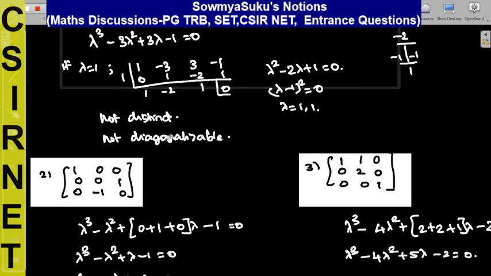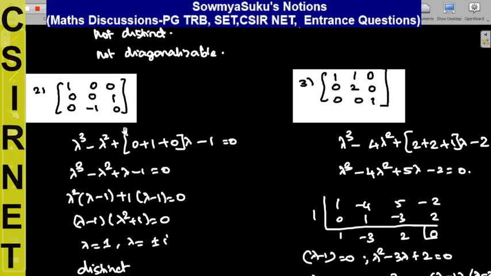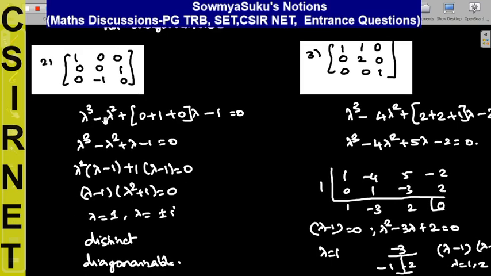Together with, you have to see the algebraic multiplicity and the geometric multiplicity for the sureness. So this is the second one. So lambda cube minus lambda square plus, just find the cofactor. So this is the first cofactor, then the second cofactor, and the third cofactor you can find by using this. Just multiply, you will get this, okay? So that lambda cube minus lambda square plus lambda minus determinant A. Determinant A is 1 is equal to 0.